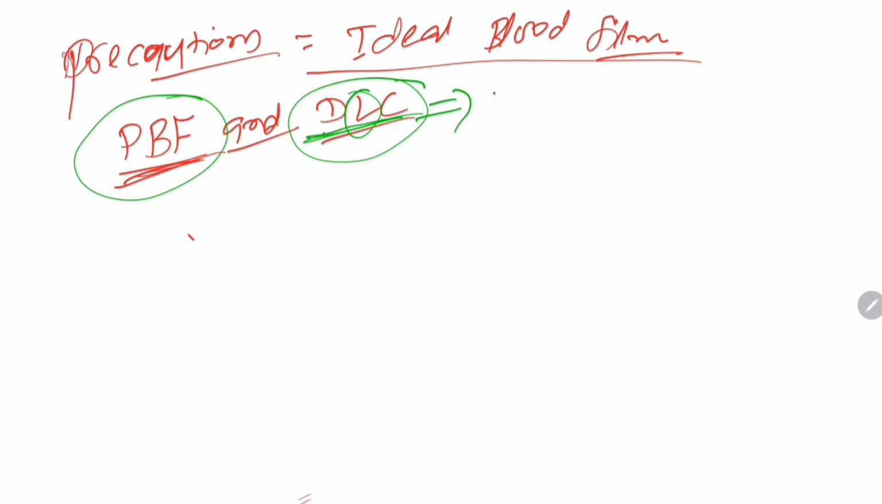But what are the other uses of peripheral blood film? Other than DLC, we get an idea about anemia, the different types of anemia. It may be microcytic hypochromic, microcytic normochromic, or macrocytic, or even a novel type of RBC. It may be spherocytosis, sickle cell anemia, or any other type of abnormality.